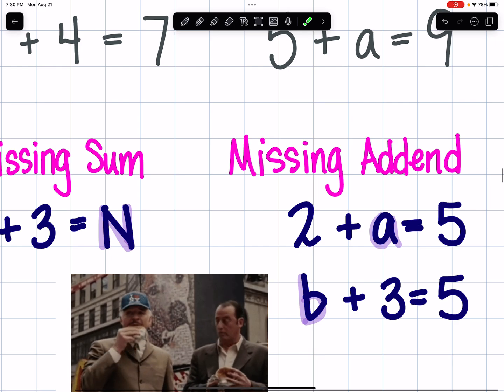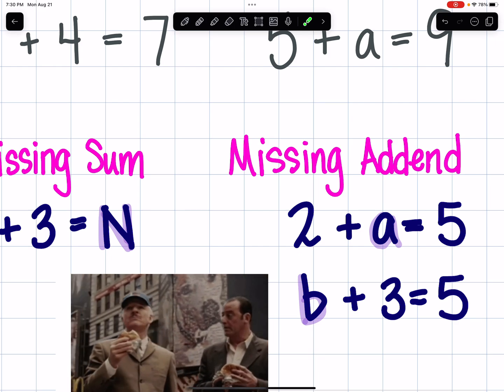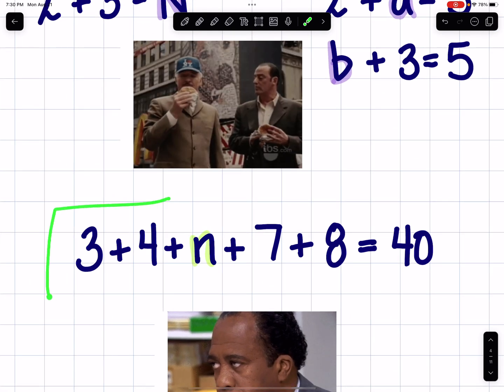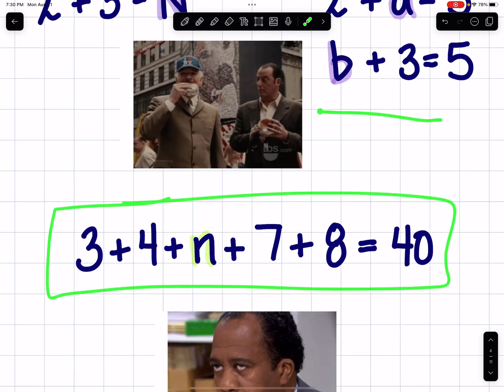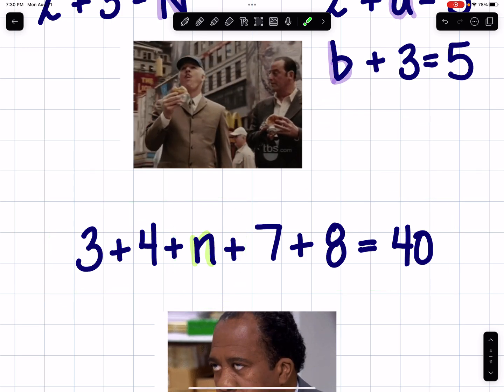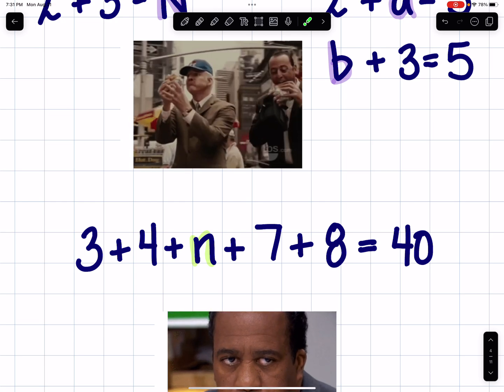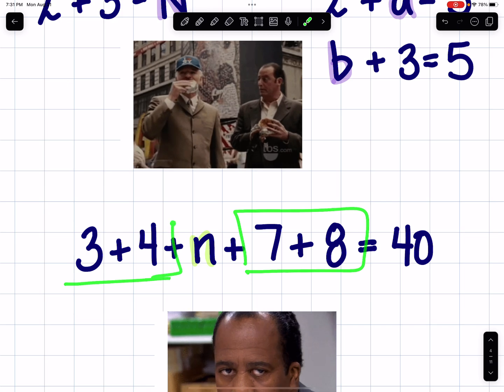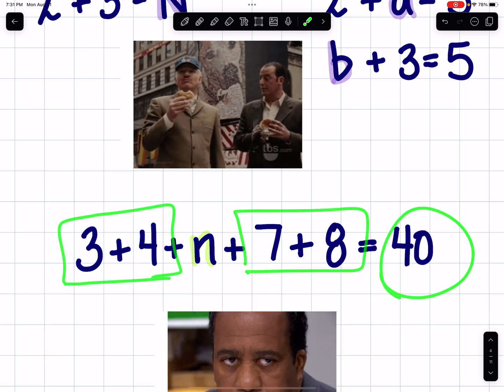Okay, sometimes there are more than 2 addends. And then here's an example of this, a really super long one. I put the Pink Panther here because he's kind of like a detective. And we have to be a detective finding this number n. So all you do is you subtract all of these numbers from the sum. It's the same thing.